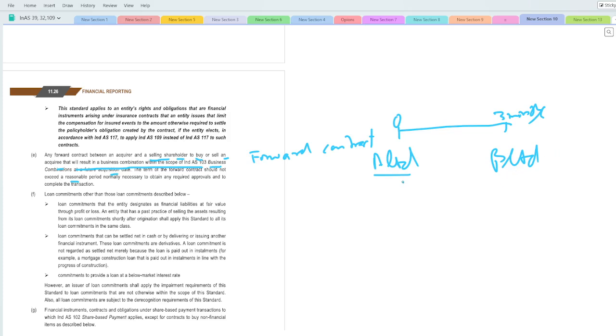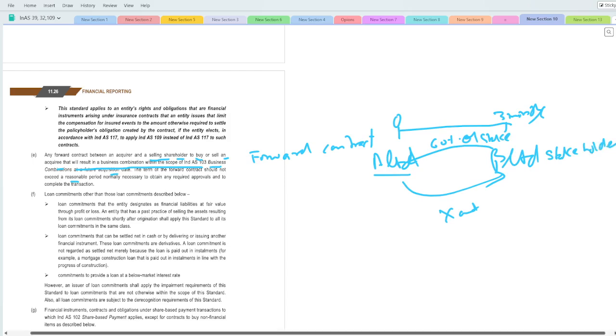जिसमें ये बोला है कि A Limited इतना कैश देगा, X amount of cash, and it will get 60% of the stake of B Limited. So यहाँ पे B Limited के जो stakeholders हैं उनके साथ ये कहते हैं forward contract enter किया, and that is in the future. So this is what it is trying to say.